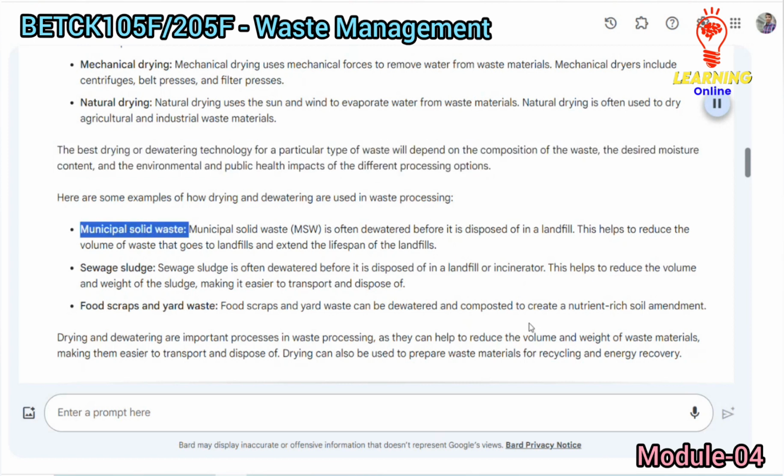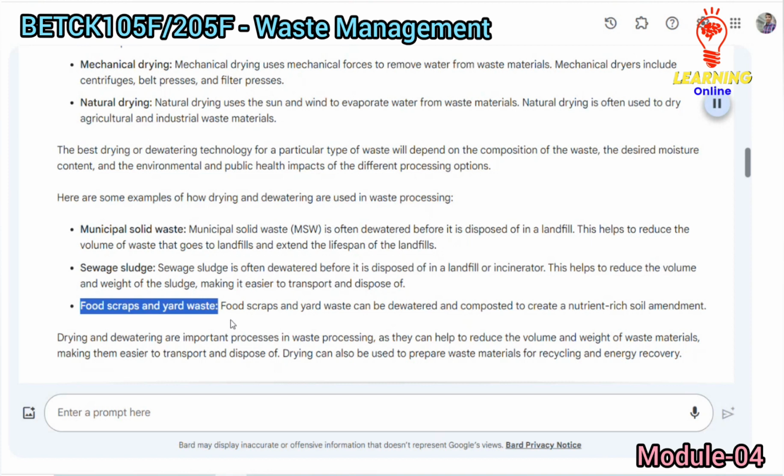Municipal solid waste. Municipal solid waste, MSW, is often dewatered before it is disposed of in a landfill. This helps to reduce the volume of waste that goes to landfills and extend the lifespan of the landfills. Sewage sludge. Sewage sludge is often dewatered before it is disposed of in a landfill or incinerator. This helps to reduce the volume and weight of the sludge, making it easier to transport and dispose of. Food scraps and yard waste. Food scraps and yard waste can be dewatered and composted to create a nutrient-rich soil amendment.